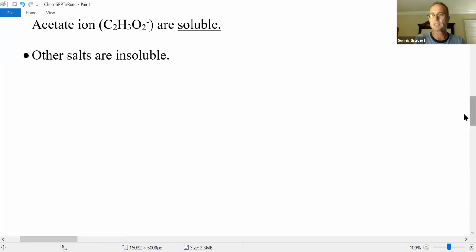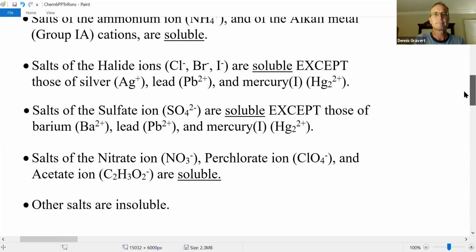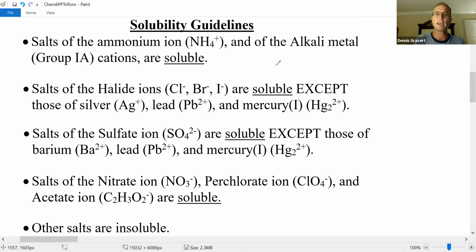Oh, you know what? Maybe I should list a few examples. So I might say, hey, is this molecule soluble in water, NaCl? And you could say, yeah, because Na is an alkali metal. You can also go down to the second guideline and say, wait, there's chlorine here, and it should be soluble, and Na is not silver, lead, or mercury.